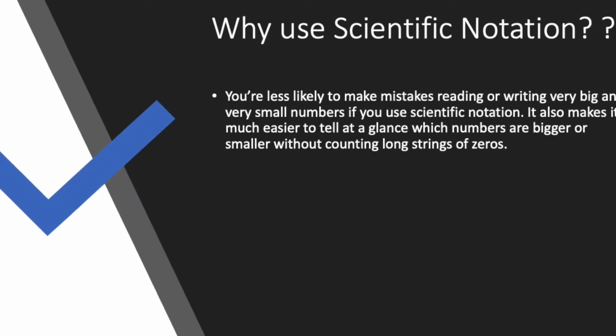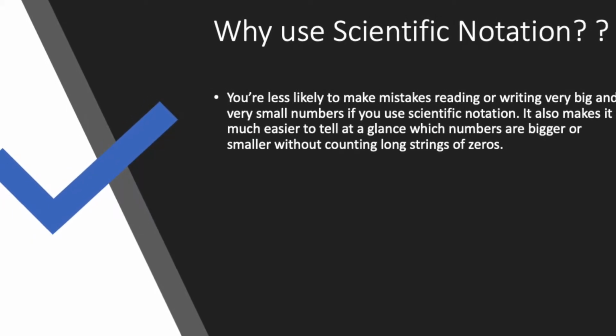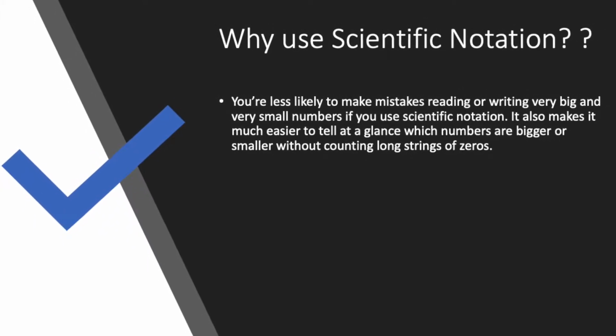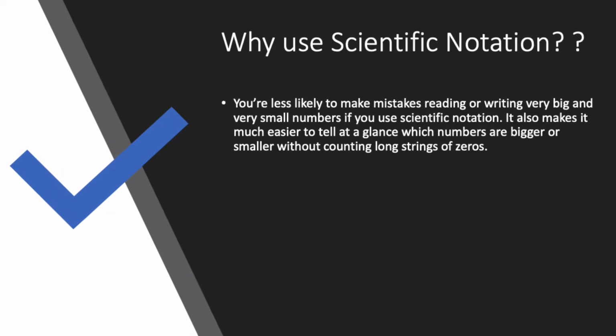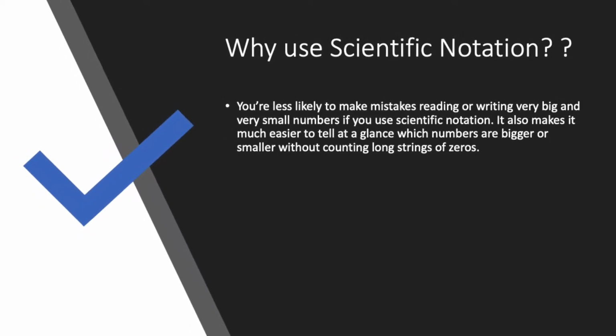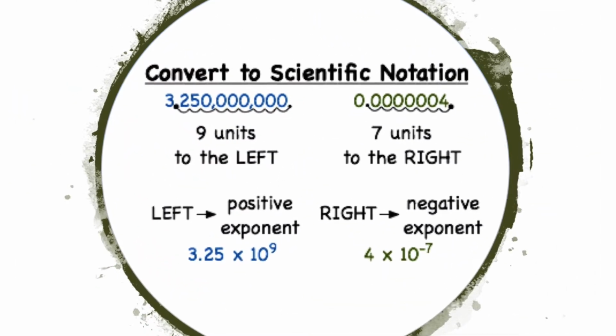Why use scientific notation? You are less likely to make mistakes reading or writing very big and very small numbers if you use scientific notation. It also makes it much easier to tell at a glance which numbers are bigger or smaller without counting long strings of zeros.